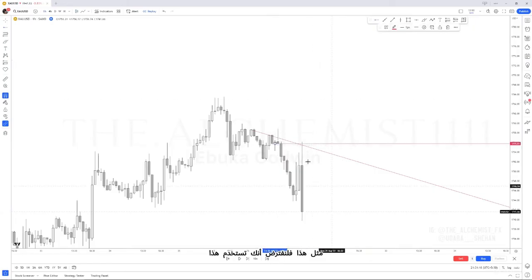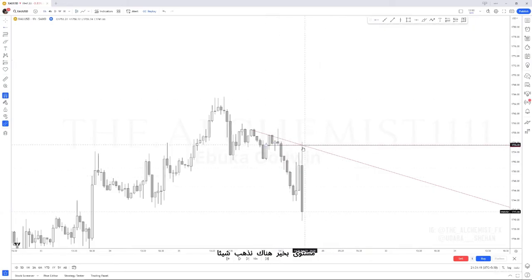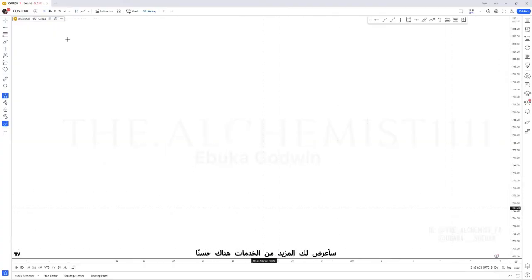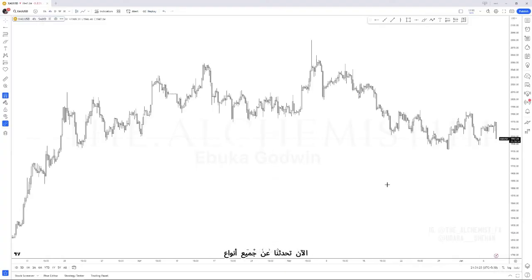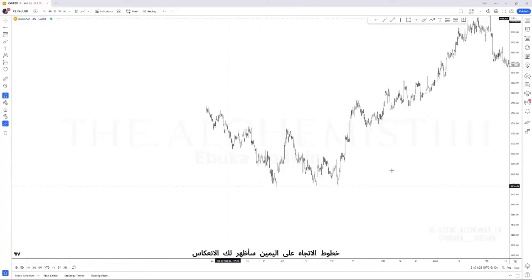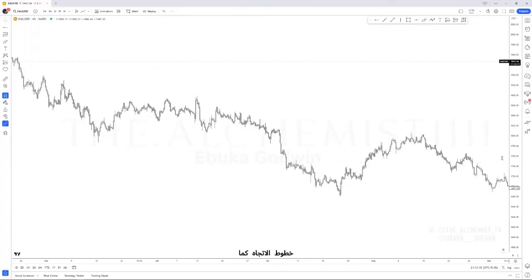So let's say you use this level. There we go. Something like this. That's that. And also, let me show you some more. Now we talked about all types of trend lines, right? I'll show you reversal trend lines as well.